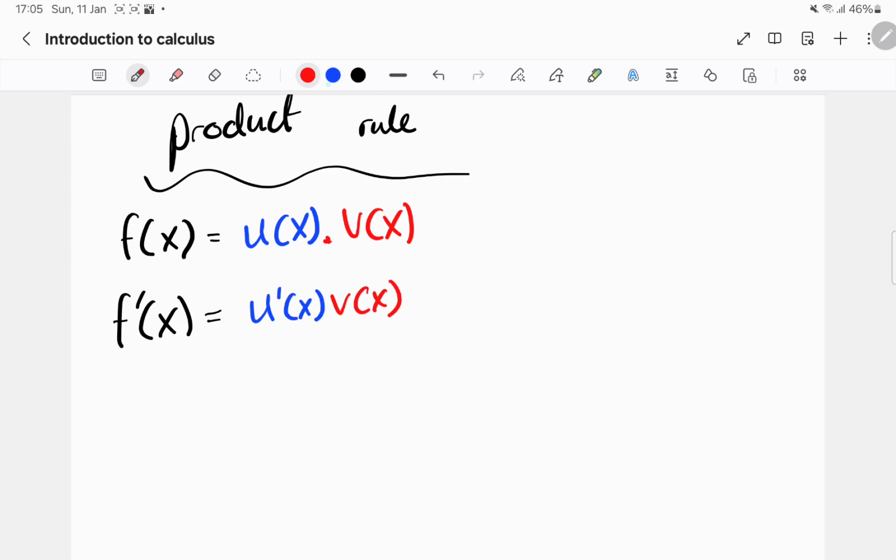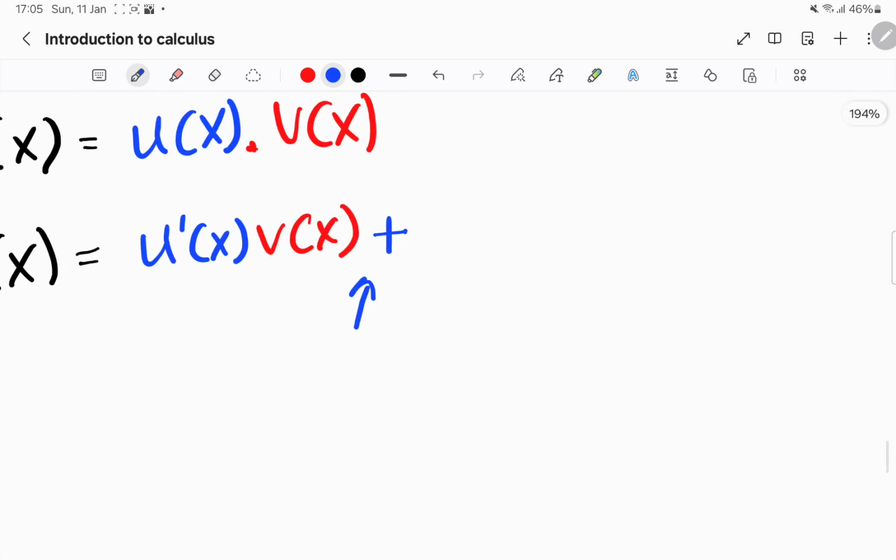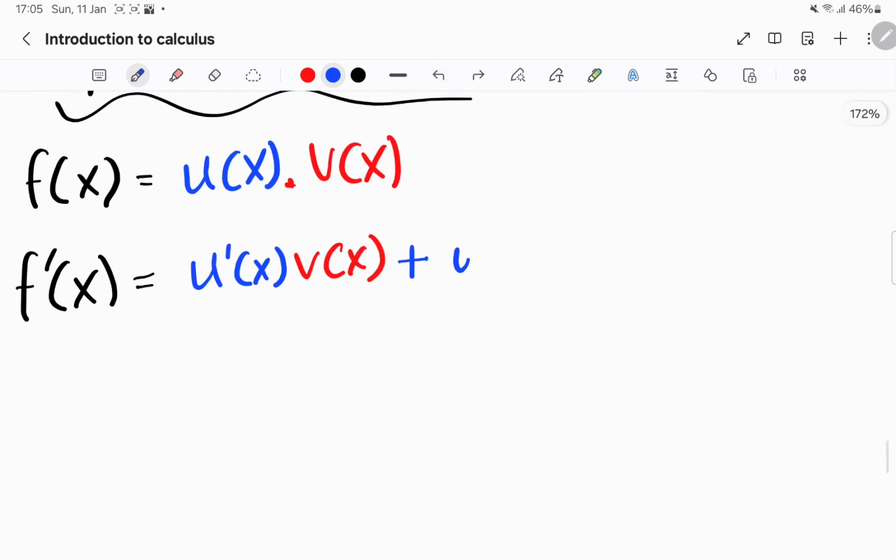multiplied by v of x plus, as you recall in the quotient rule it's a negative, but in the product rule it's going to be a plus u of x multiplied by v prime of x.